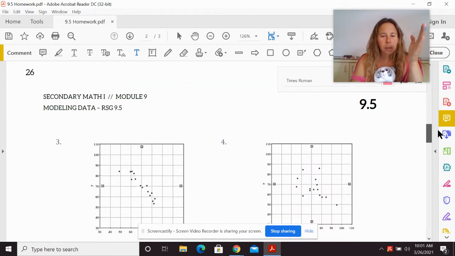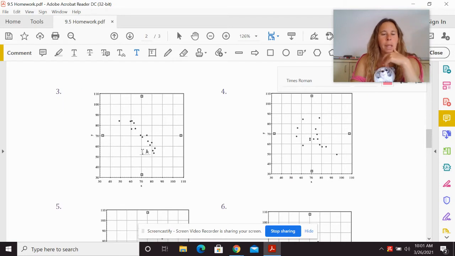We'll just start with number 3. Here's my scatter plot for number 3. First of all, I see that my points are pretty close together. They're not scattered all over the place. So that means there's going to be a pretty strong relationship here. And then is it negative or is it positive?